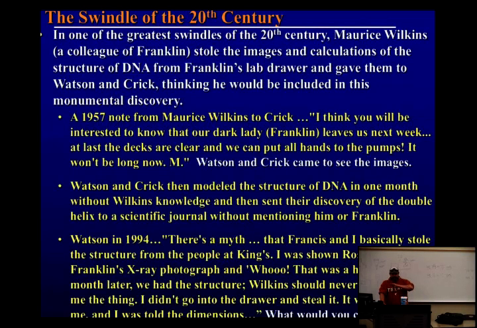So Rosalind Franklin was excluded from these males that were conspiring against her, which included Maurice Wilkins, Francis Crick, and James Watson. So what happened was these guys would get together, and Maurice Wilkins worked with Rosalind Franklin at a place called King's College. And so Maurice Wilkins said, hey guys, Rosalind Franklin has a picture of the structure of DNA, and I have access to the lab. So what do you think? So he wrote them a note, which is later found.